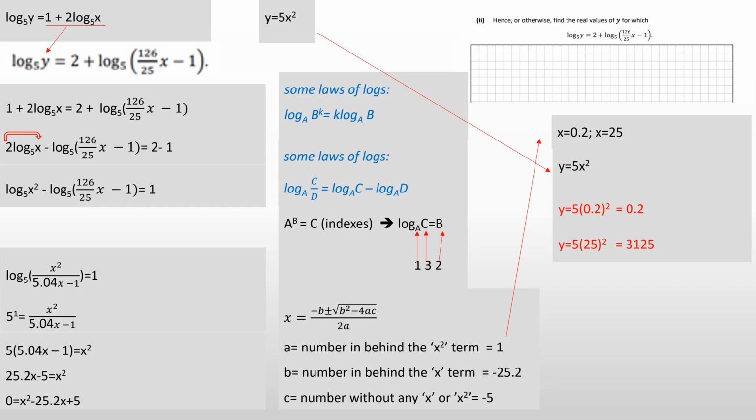So they say to find their real values. So that's a hint that there's going to be two values, and we have them, 0.2 and 3,125. And that's the end of the question.